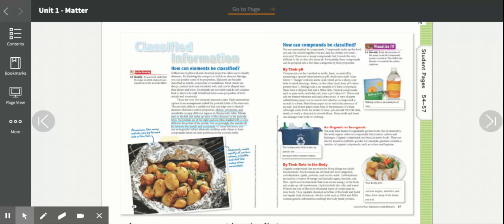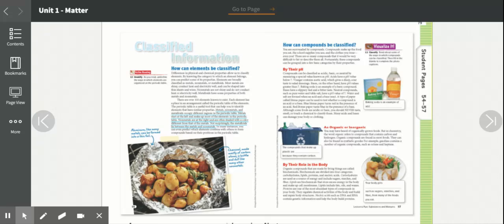By their pH. Compounds can be classified as acidic, basic, or neutral by measuring a special value known as pH. Acids have a pH value below 7. Vinegar contains acetic acid, which gives a sharp, sour taste to salad dressings. Bases, on the other hand, have pH values greater than 7. Baking soda is an example of a basic compound. Bases have a slippery feel and a bitter taste.